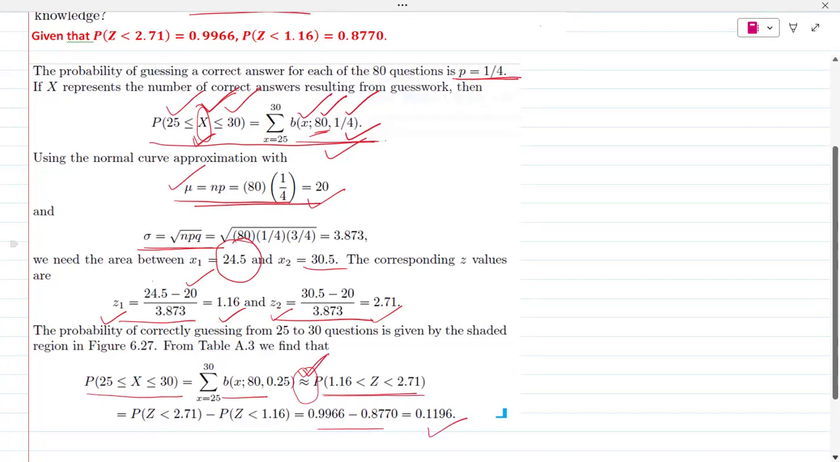So here, in the binomial distribution, the random variable X denotes the number of successes, and here our success is that the question is answered correctly by the student.